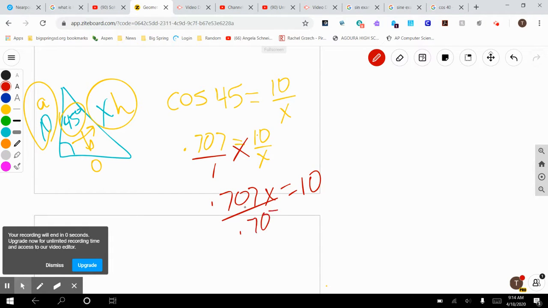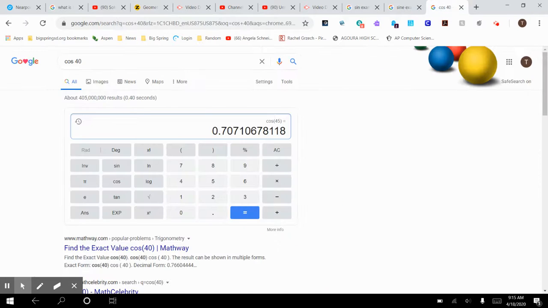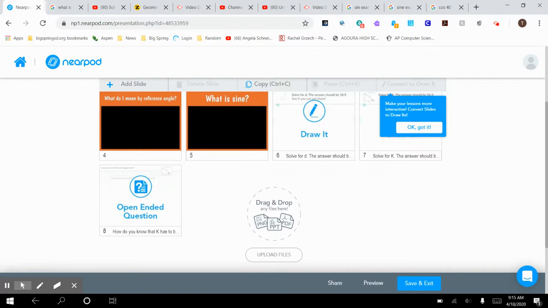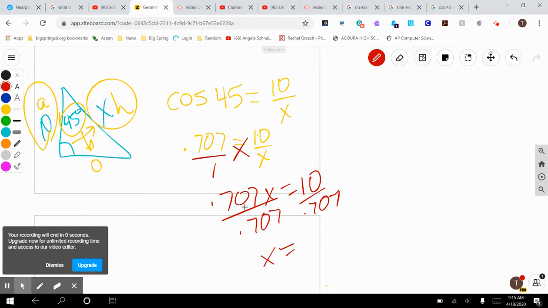So I actually have one more step. To get the x by itself, I need to divide by 0.707. So I go back over here, 10 divided by 0.707. Let me try 707, there we go. 14.1. So I go here, x equals 14.1. And I am then done.